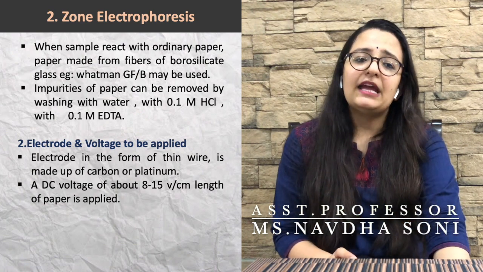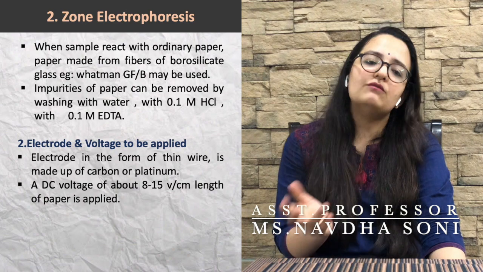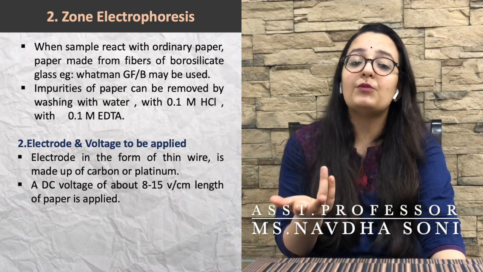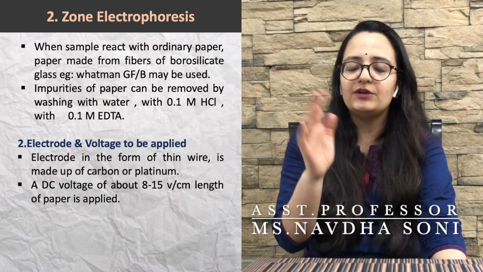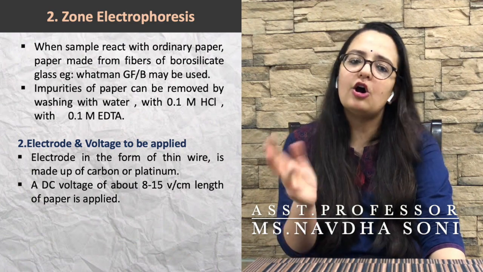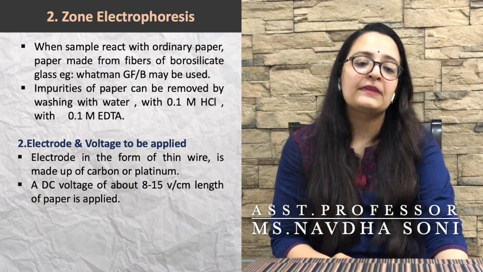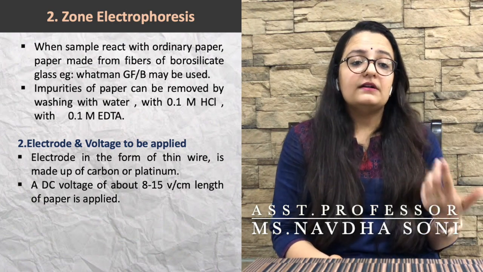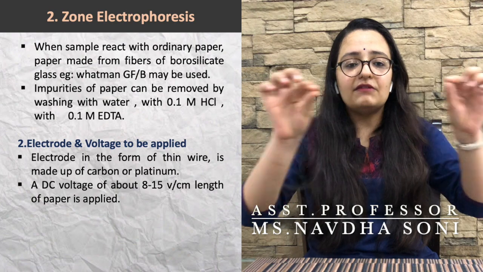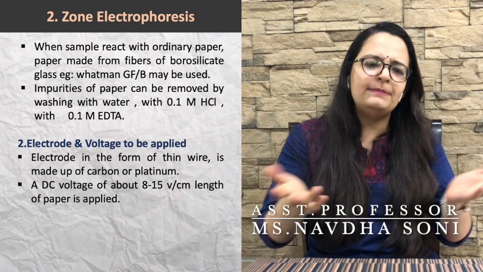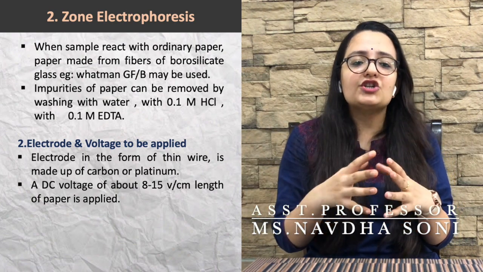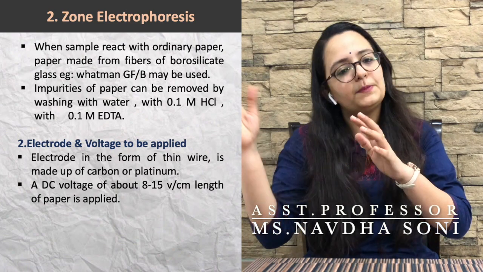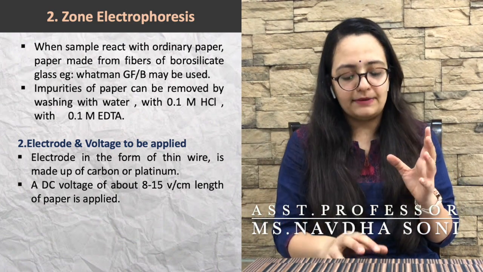Impurities of paper can be removed by washing with water, or sometimes by washing with either 0.1 molar HCl or 0.1 molar EDTA. Electrode and voltage to be applied: the electrode, in the form of thin wire, is made of carbon or platinum, and a DC voltage of about 8 to 15 volts per centimeter length of paper is applied.